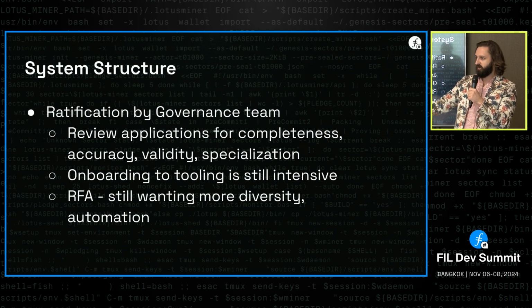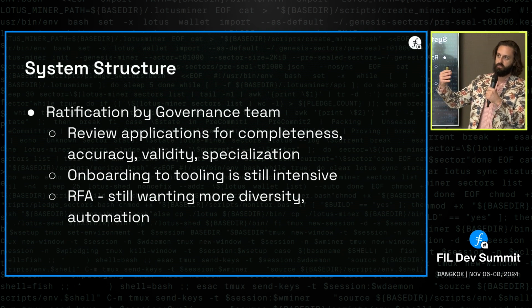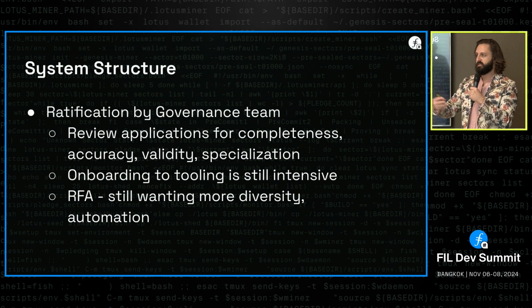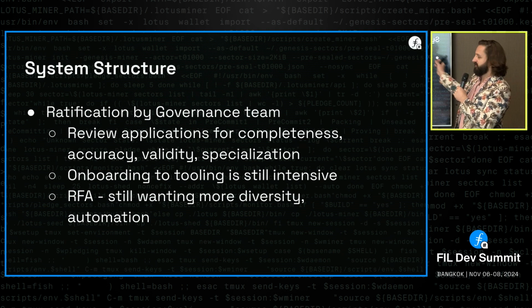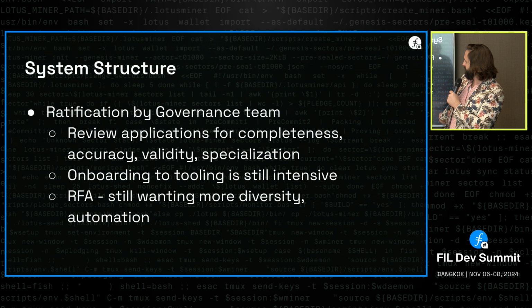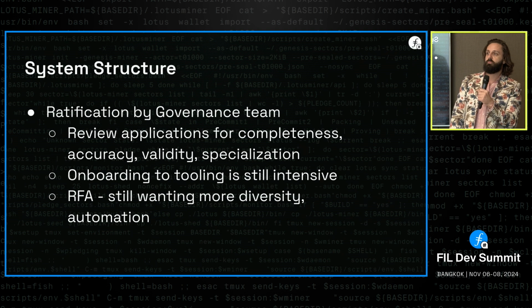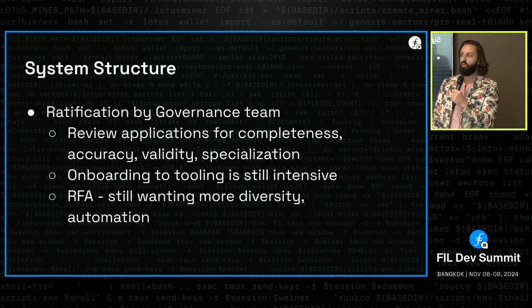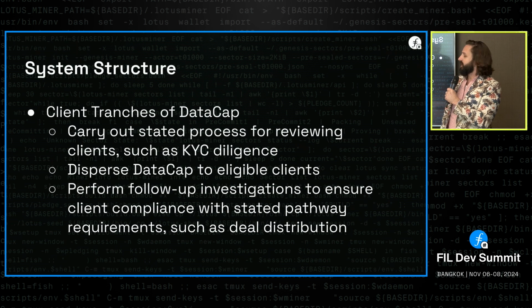We have to put this allocator in a JSON registry. We have to make sure they know how to use the tooling to actually send the data cap out. All of this takes an amount of tooling, an amount of work. And one of the reasons that we want to change some of this is because we still have this request for allocators open. We want to see more diversity and more automation in these different pathways. I'll talk about that some more later.